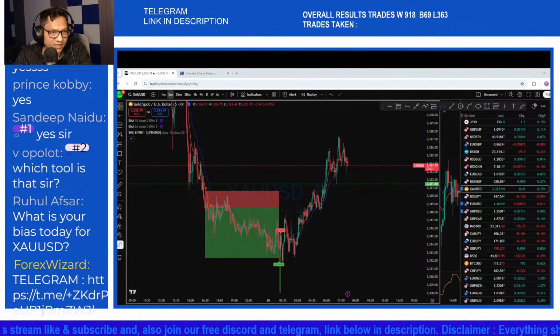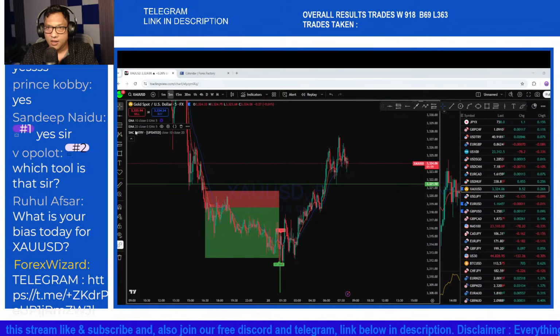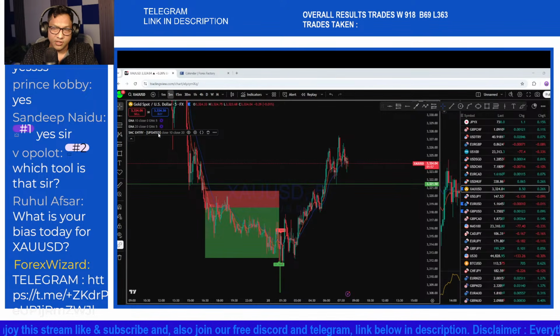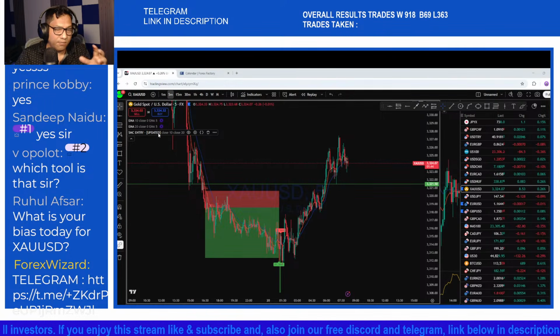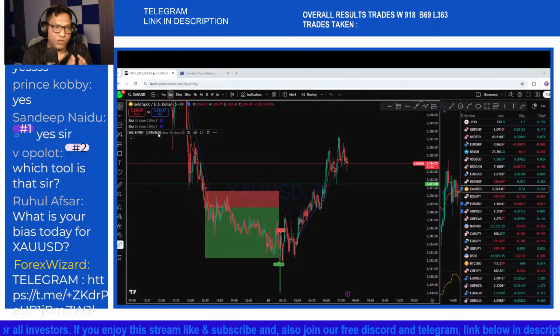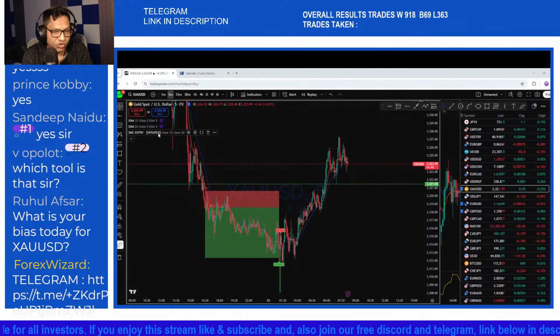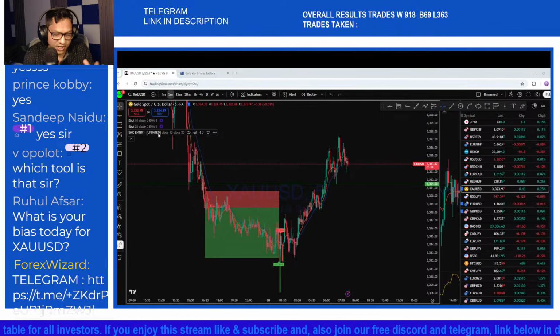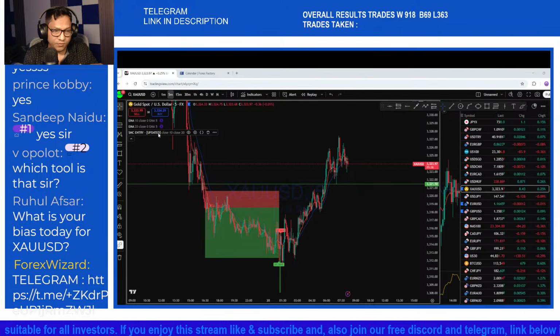Which tool is that, sir? This is the smart money entry. This tool will give you a trade alert whenever there is a liquidity grab in the market. So when the smart money grabs liquidity, because there is a difference between how the smart money trades and how the retail trader trades.